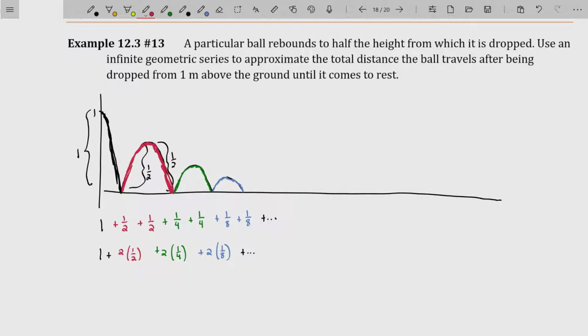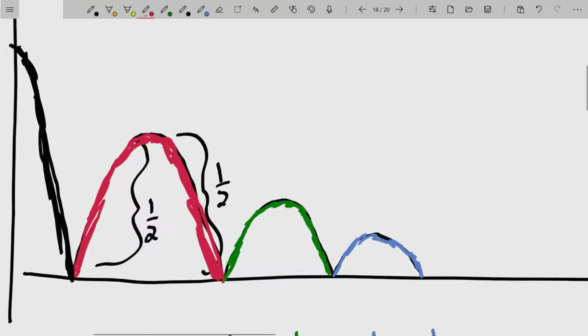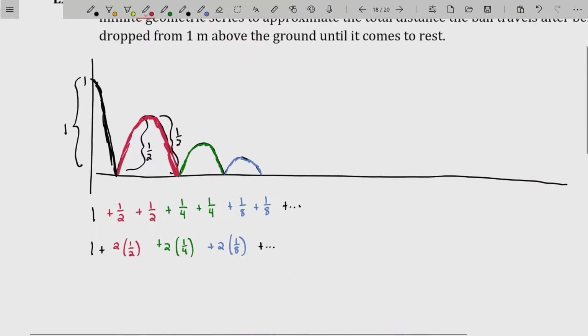So the distance it covers in that red ink area is actually a half plus a half. Okay, and so on and so forth down the line. I just want to make sure that everybody is on board with this idea. And we want to know the total sum of all of those bounces.